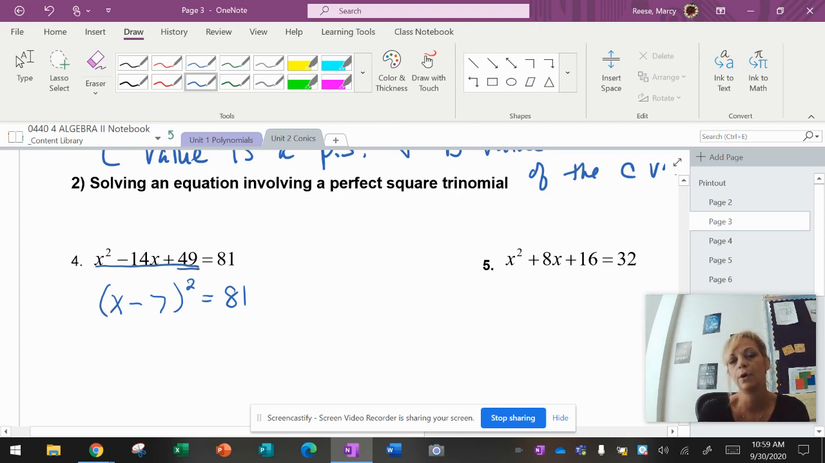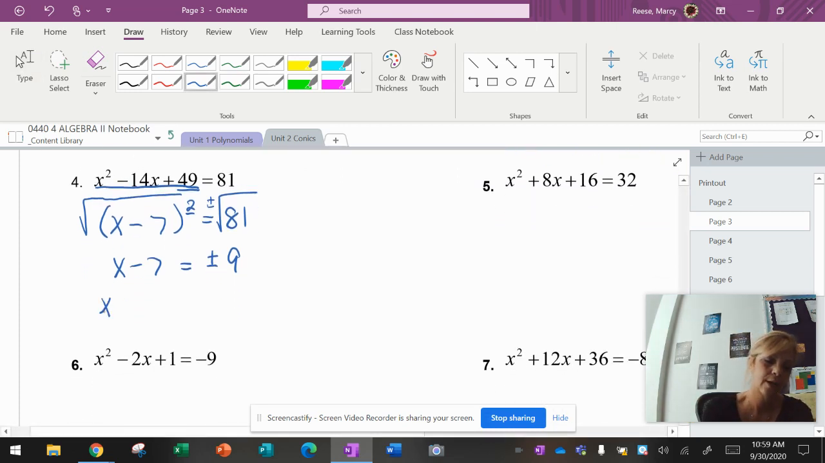And if you remember when we did these way back when, to solve for x, I would take the square root of the left and the right side. I take the square root because I have a squared here, and the opposite of squaring is square rooting. So I would get x minus 7 equals, now I have to have a plus or a minus, because when I square root 81, I have 9. Negative 9 squared could be 81, and also 9 squared could be 81, so I have to consider both options.